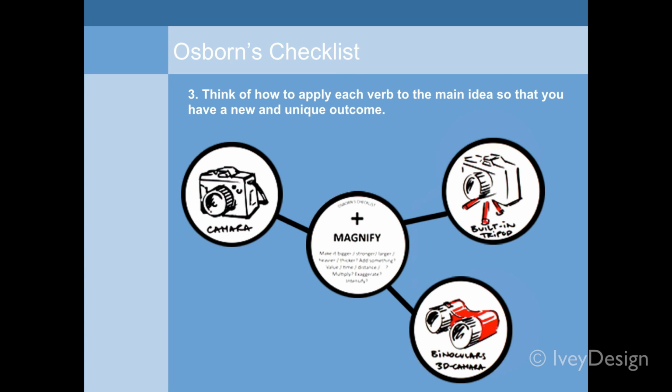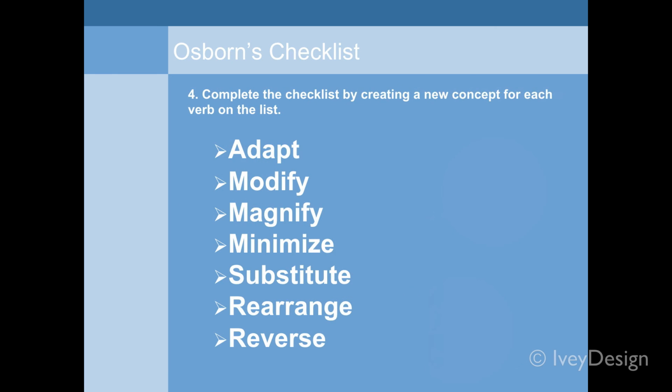Here's another one. How can I take a camera and magnify it in some way? Make it larger, stronger, or bigger? Well, maybe I could take the camera and build a tripod into it. Or I can take the camera and I can magnify it by putting binoculars or a 3D camera into it. Doing this for each of the 6 or 7 verbs will give you a different concept for each.